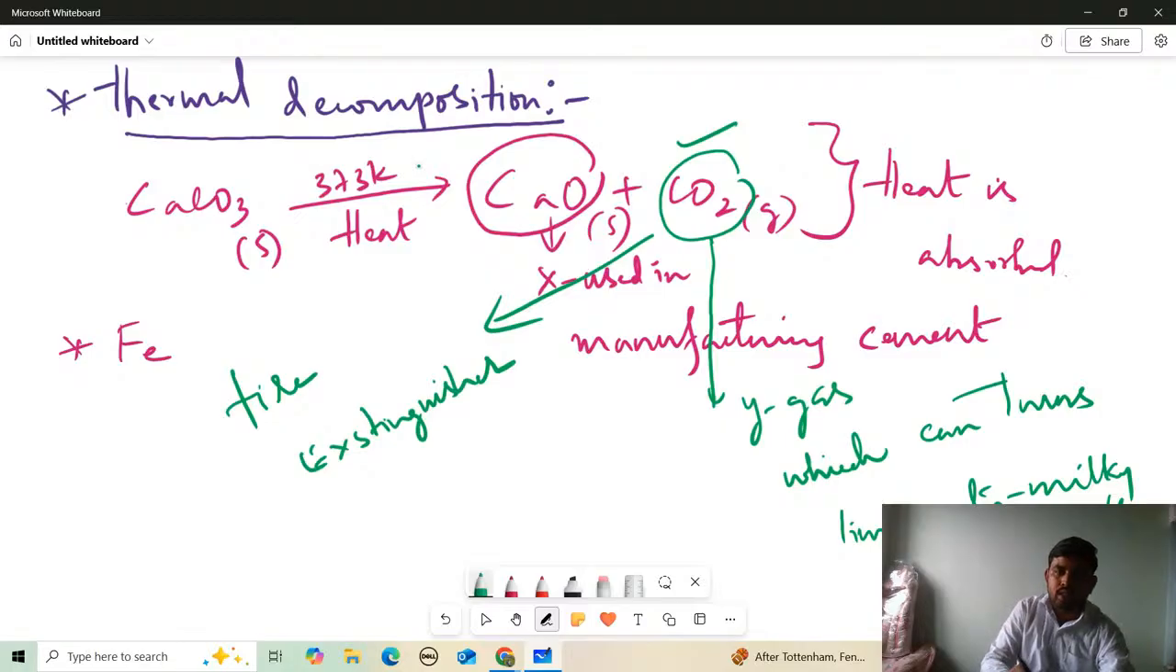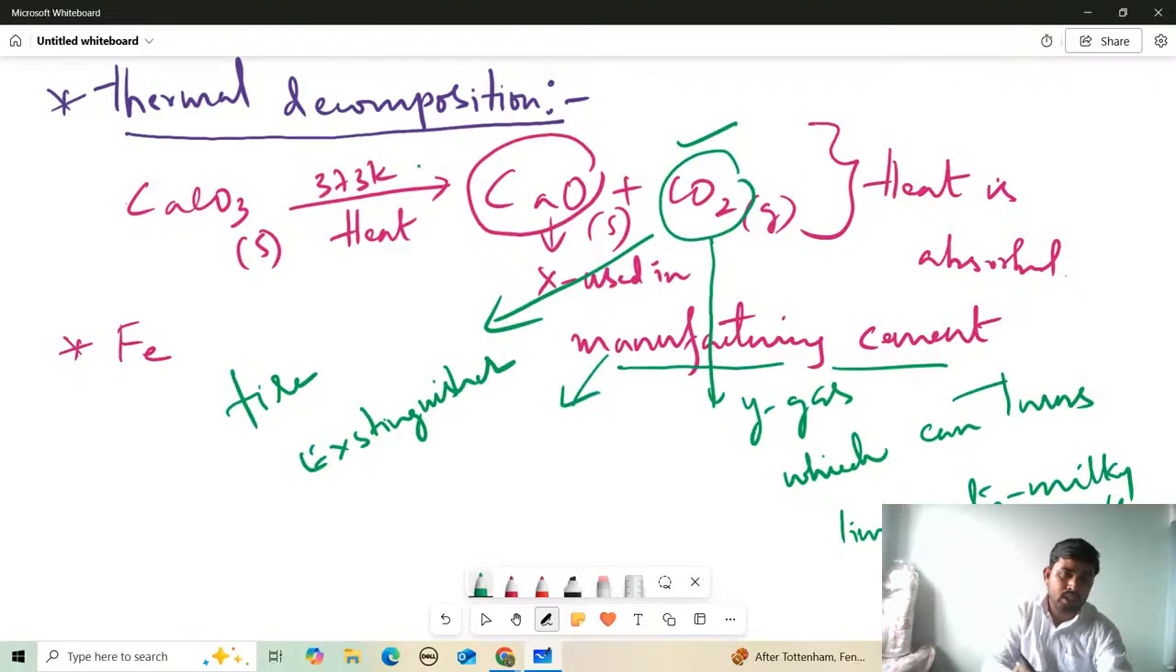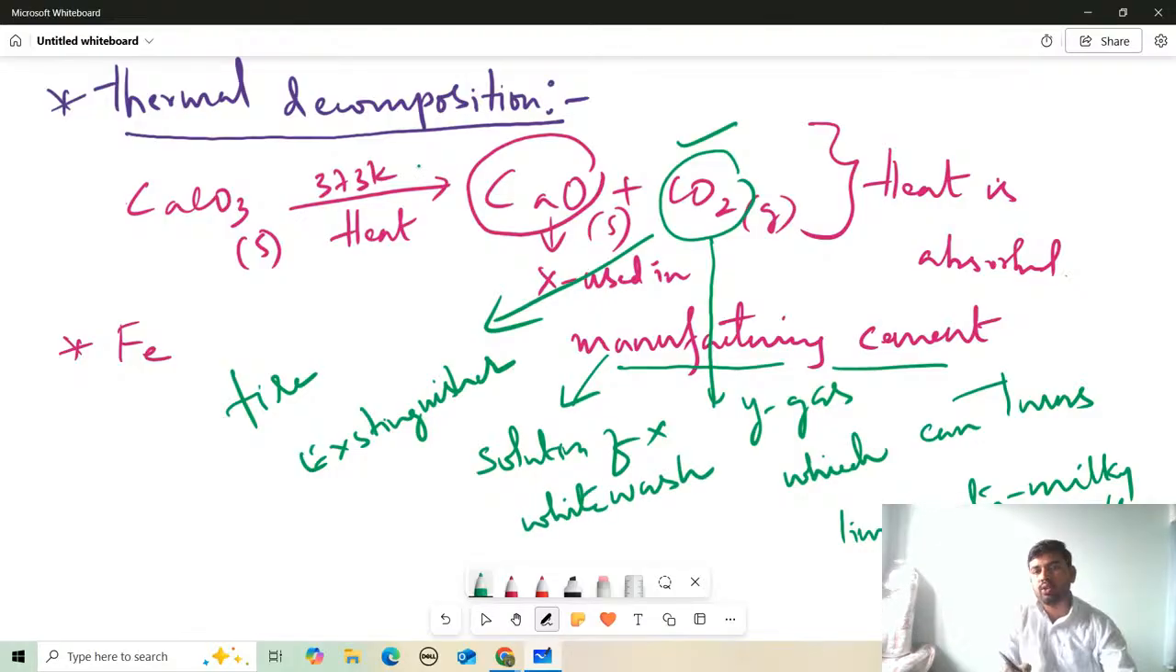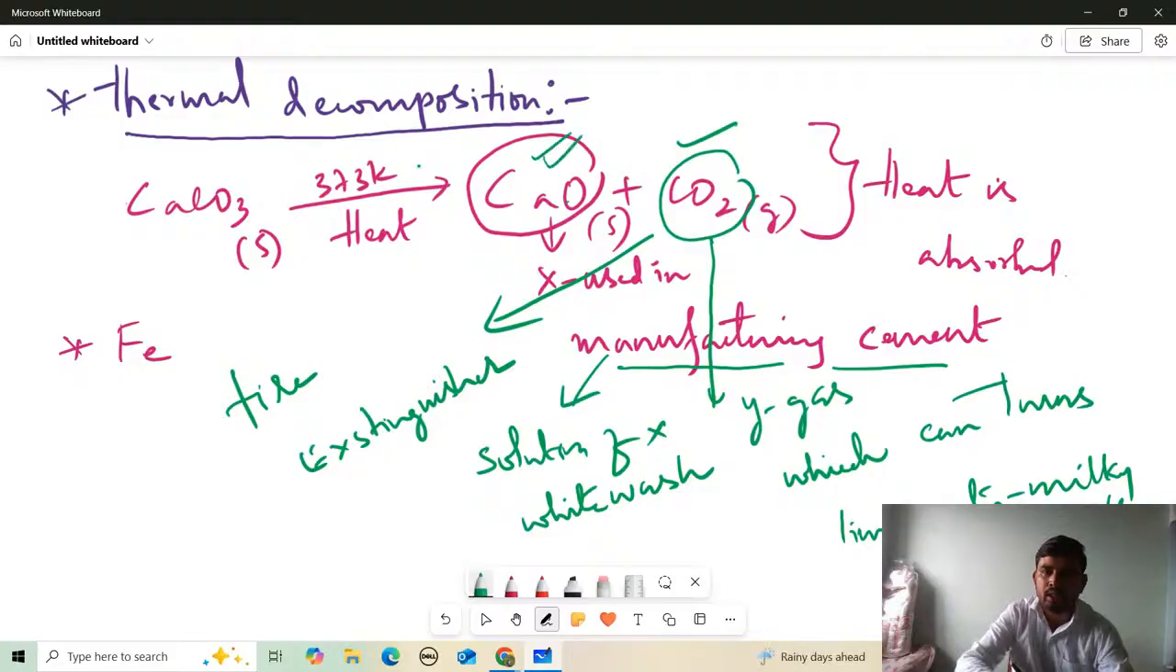They can ask, X is used in the manufacturing of cement, or a solution of X is used as whitewash. This kind of hint-based question they can ask about calcium oxide or carbon dioxide. You should remember this in chemistry. Especially in chemistry, we know very well there are many questions asked in terms of X, Y, Z questions.